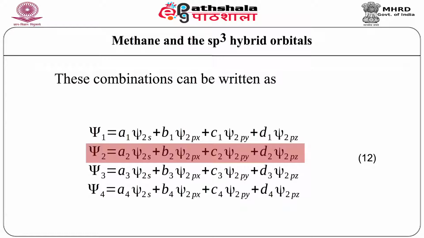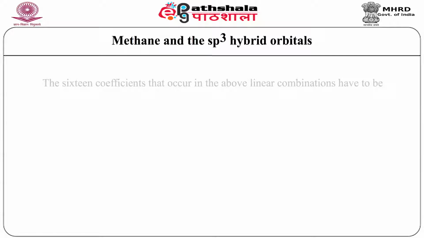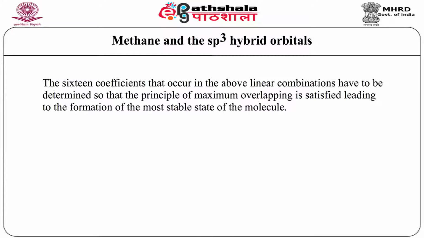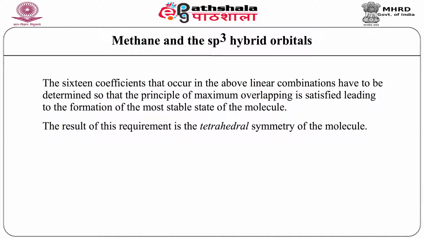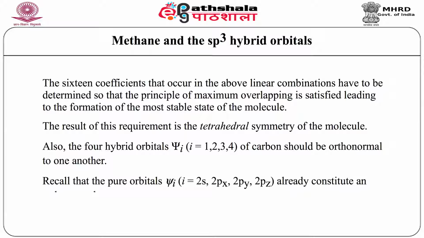Ψ2 equals A2 Ψ2s plus B2 Ψ2px plus C2 Ψ2py plus D2 Ψ2pz. Similarly, for the other orbitals, the 16 coefficients that occur in those linear combinations have to be determined so that the principle of maximum overlapping is satisfied, leading to the formation of the most stable state of the molecule. The result of this requirement is the tetrahedral symmetry of the molecule.